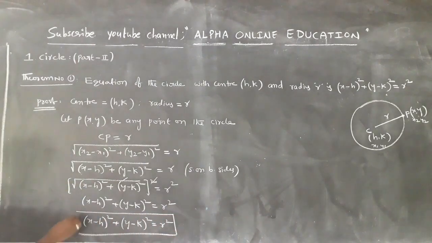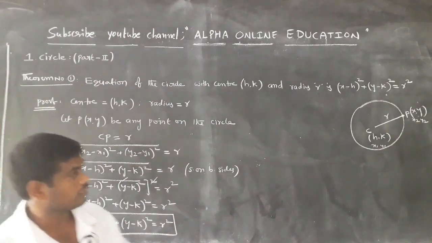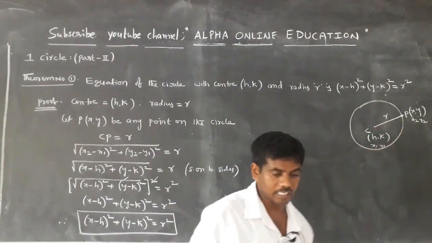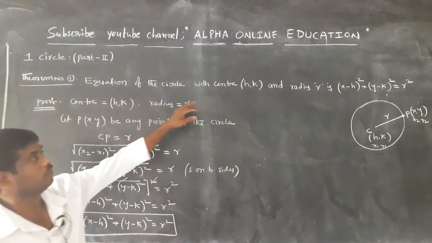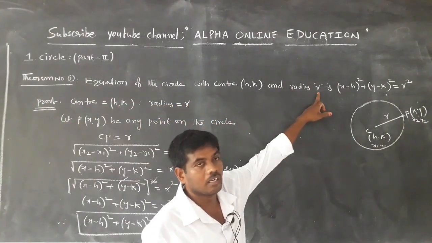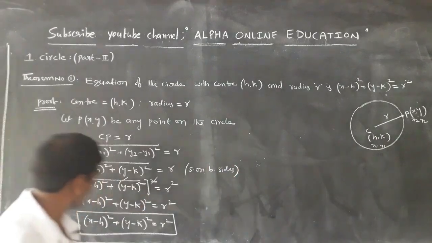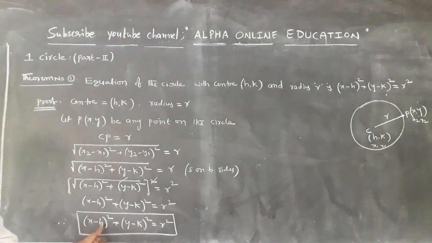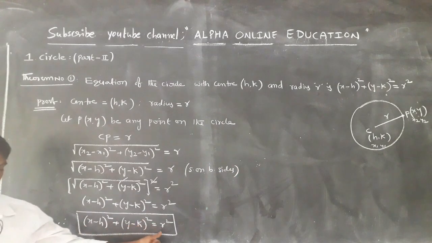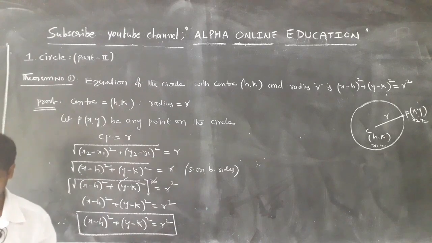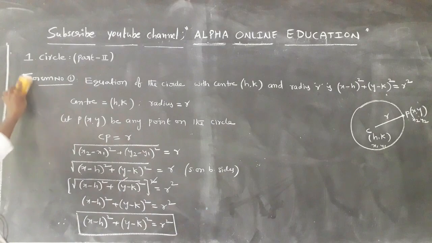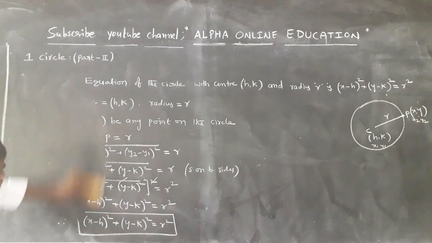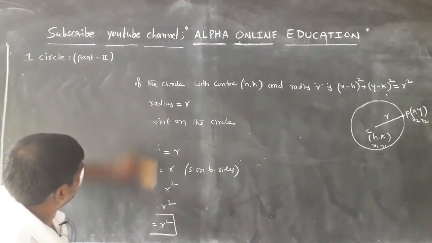This is the formula for finding the circle given center and radius. Equation of the circle with the center h comma k and radius r is x minus h whole square plus y minus k whole square equal to r square. This is theorem number 1. Example problem sum by using this formula. One example problem.